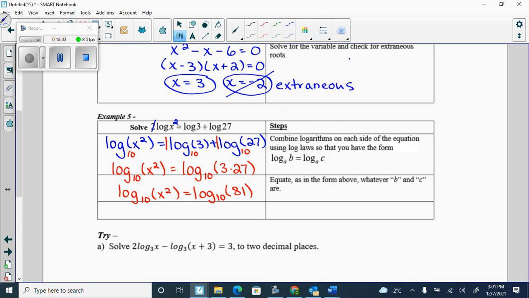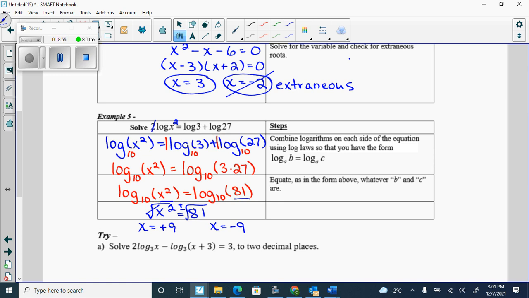Yeah. If log base 10 of this equals log base 10 of this, then x squared must equal 81. And what I need to remember is when I take the square root, what happens? Plus minus. So I get x equals plus 9 and x equals negative 9. And what must I always do before I box these?